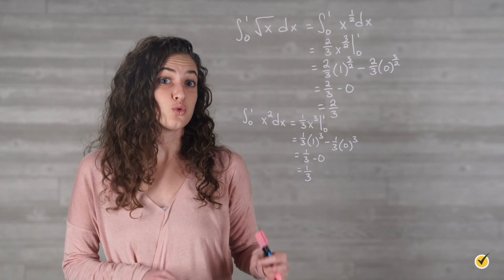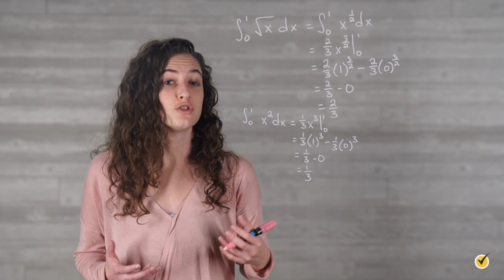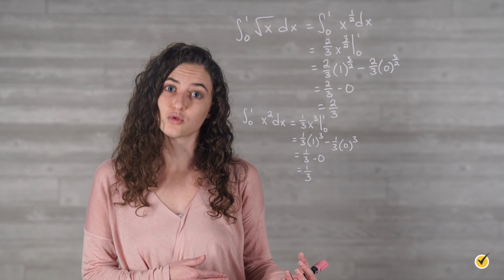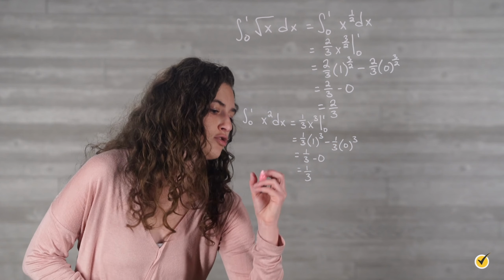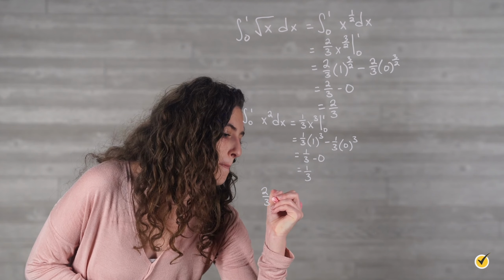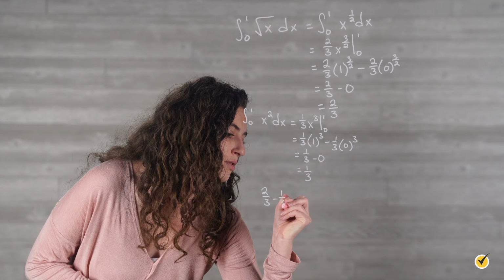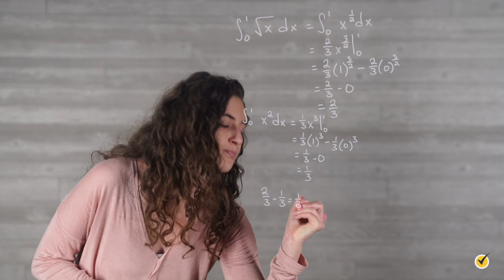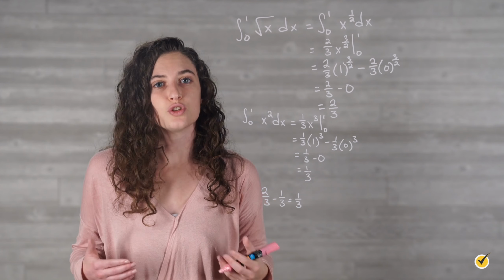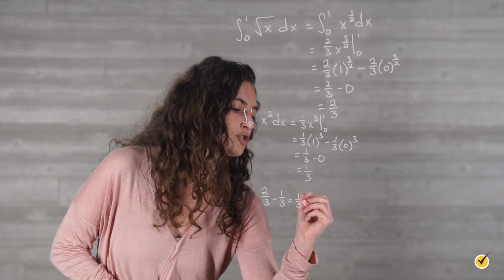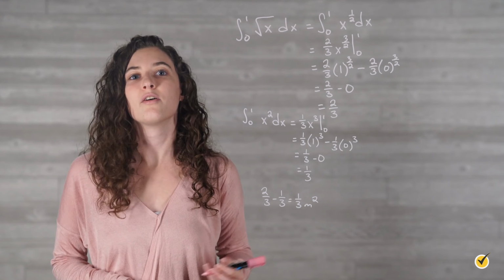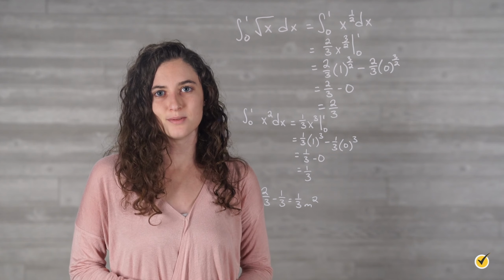So the area between g of x and f of x on the domain x equals 0 to x equals 1 is then equal to 2/3 minus 1/3, which is equal to 1/3. So the sculptor will use 1/3 square meter of aluminum for this piece of the sculpture. Not so bad, right? I do want to point something out though.